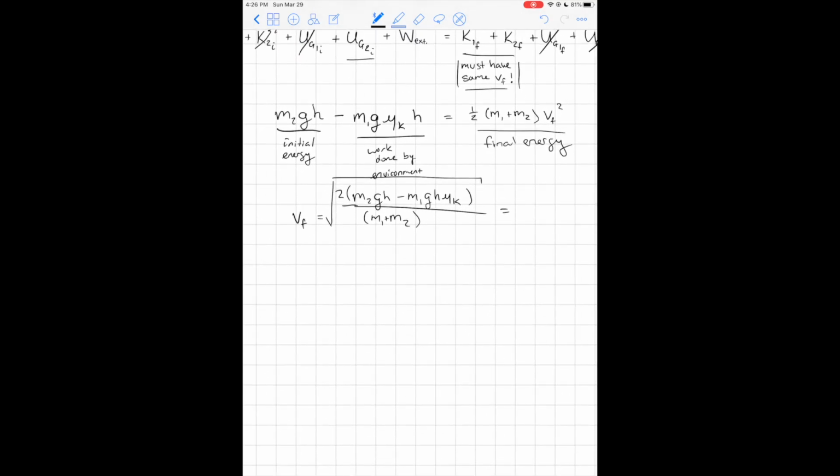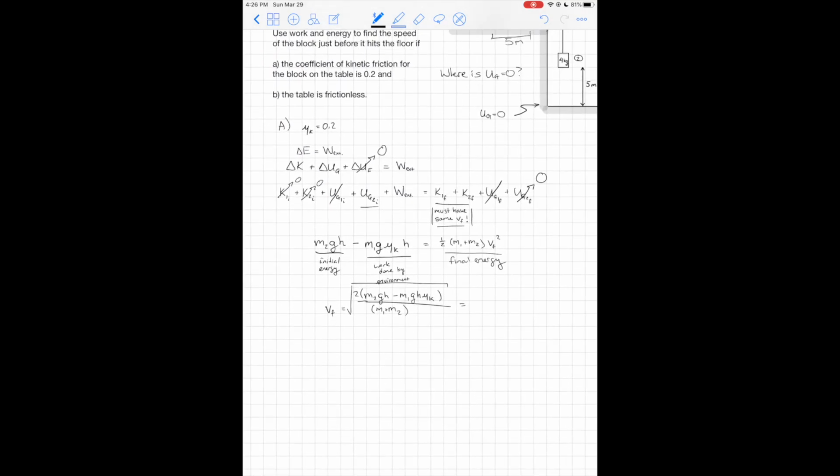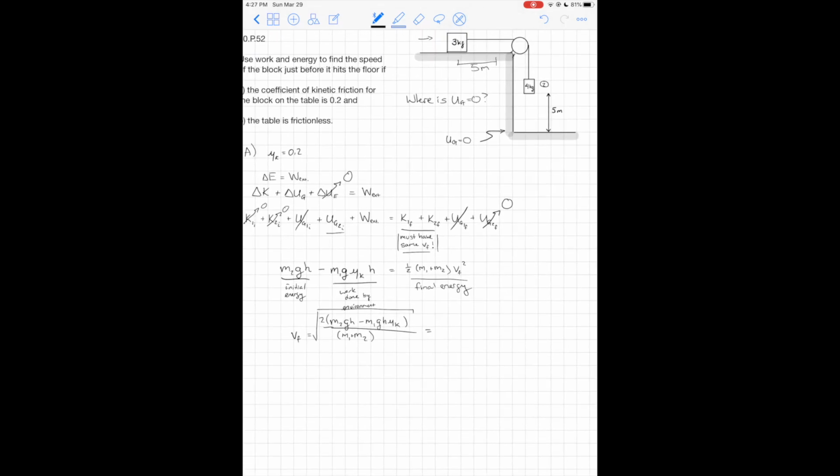I'm able to get some numbers. So I'm going to plug in 4 kilograms for mass 2, 9.8 meters per second squared for g, 5 meters for h. Mu k is going to be 0.2, and then m1 is going to be 3 kilograms. When I evaluate this, I get a velocity of 6.9 meters per second. So that's the velocity of the 4 kilogram block right before it hits the floor.